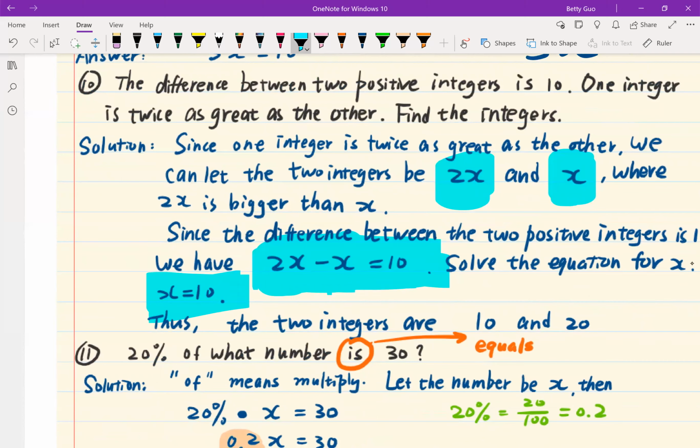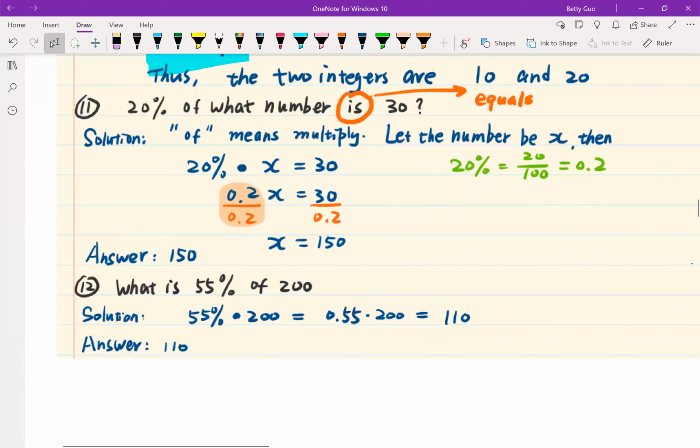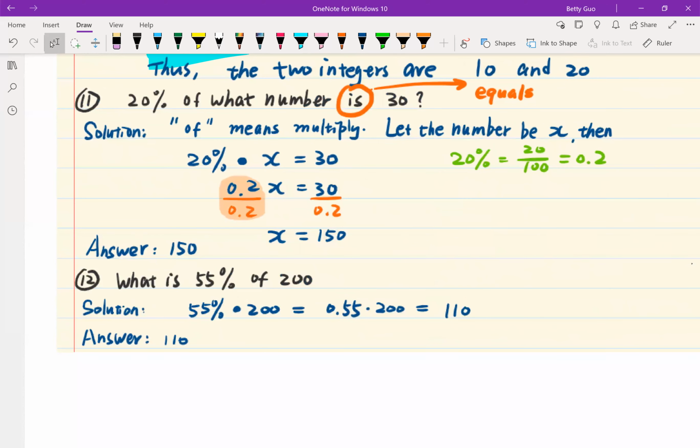X equals 10 is the solution of the equation. We have to answer the question. The two integers would be 20 and 10. Number 11, 20% of one number is 30.